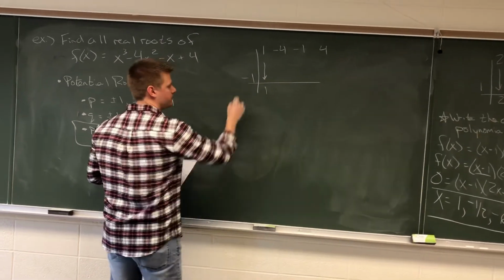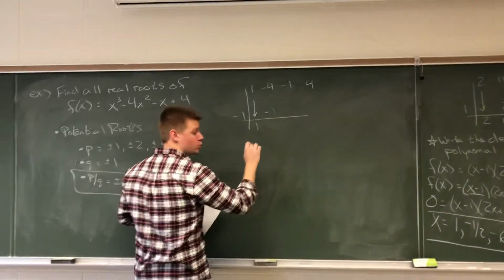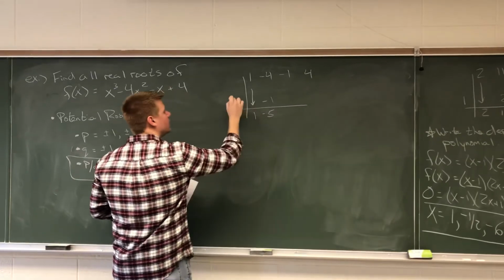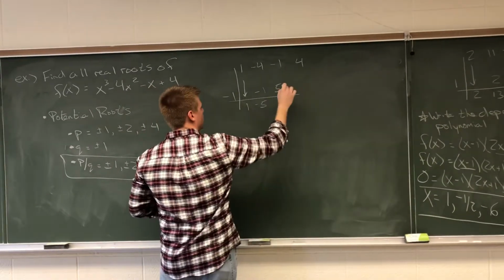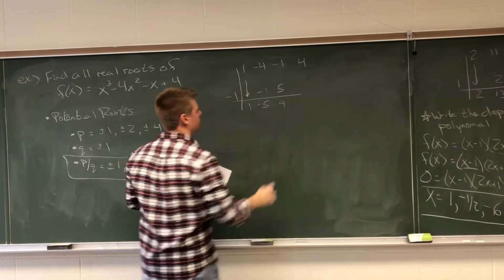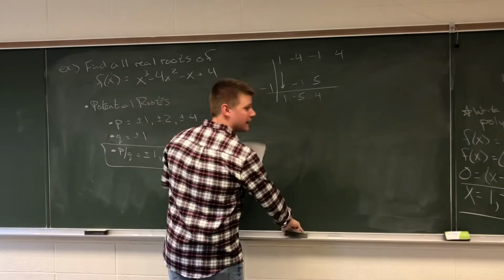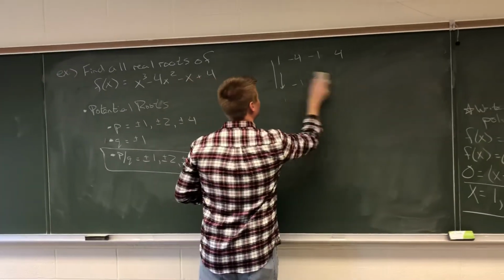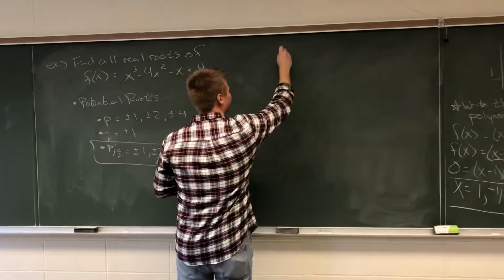Drop the 1 down. Negative 1 times 1 is negative 1. Negative 4 minus 1 is negative 5. Negative 1 times negative 5 is 5. Negative 1 plus 5 is 4. Oh, darn it. I did one that did work. I apologize. Well, we found something that's going to work.